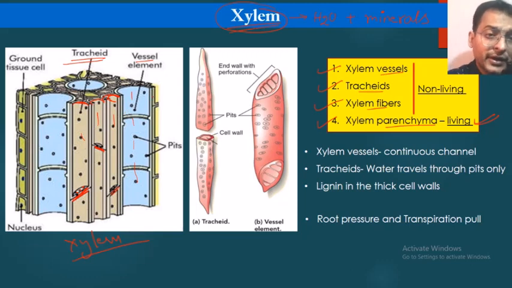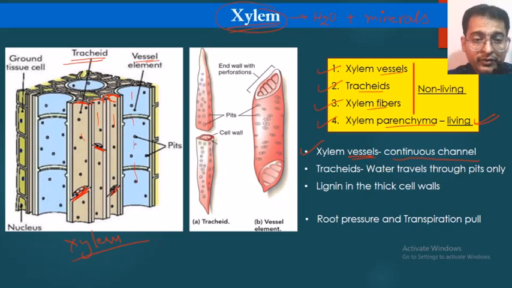This is different from the xylem vessel, you see, which is continuous. Does it have any cross walls? Does it have any partition? No partition. It is a continuous system. So the xylem vessel is a continuous channel.